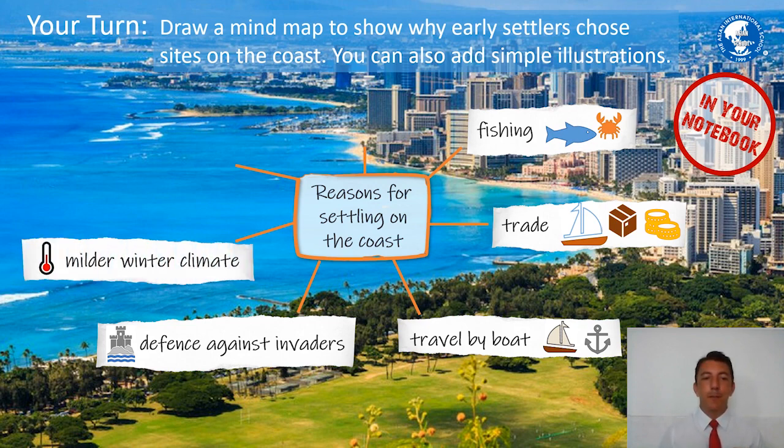Another reason is for a milder winter climate. The coastline tends to have a milder climate. That means it's a little bit cooler in summer and a little bit warmer in the winter. This is because the ocean heats up and cools down much slower than the land. It also may be warmed by an ocean current.